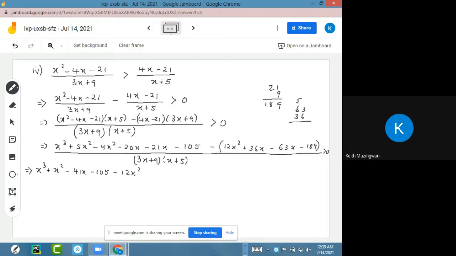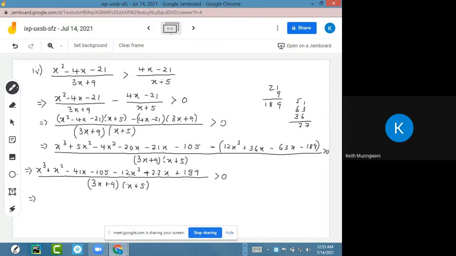That is 5 there, 1. 13 minus 6, we get 7. And then 2. So we'll have negative 27x to be made plus because of this negative outside here. And then that will also be plus 189. Everything over 3x plus 9 and then x plus 5 greater than 0.